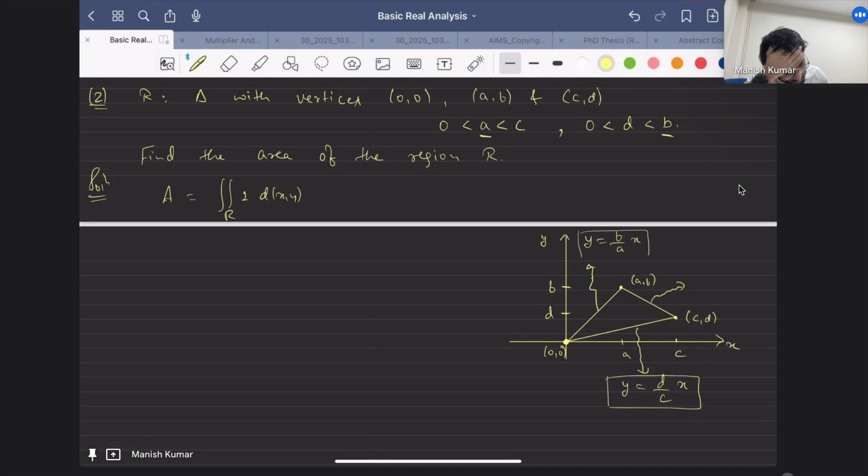And what about the third one? Y minus b is equal to (d minus b) upon (c minus a) times (x minus a). So these are the lines that we get. Now how should we integrate it?